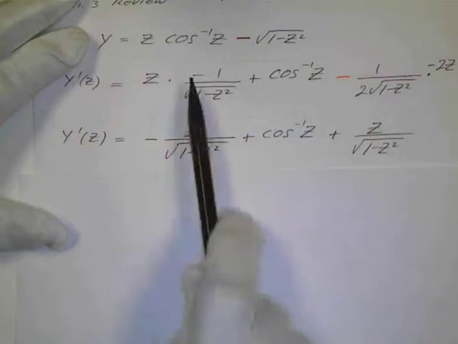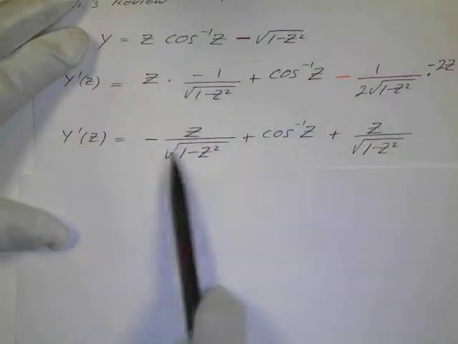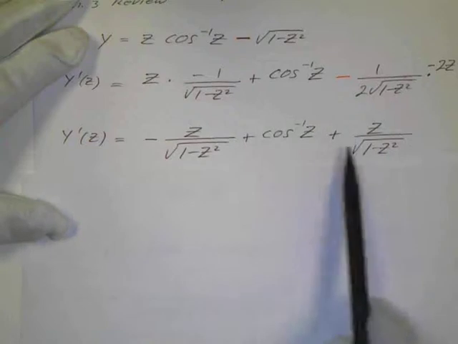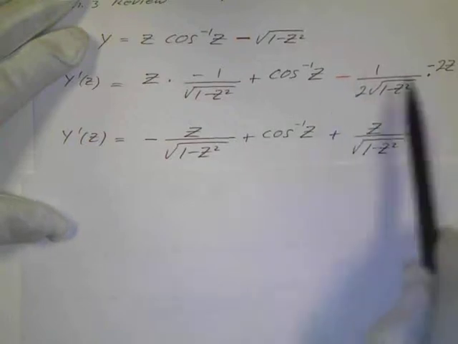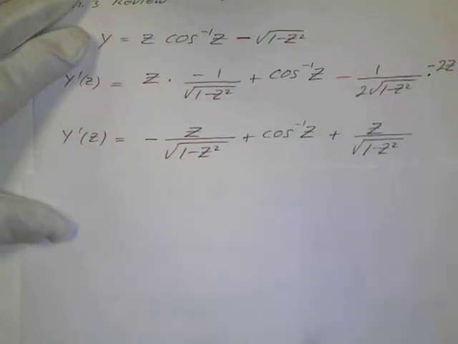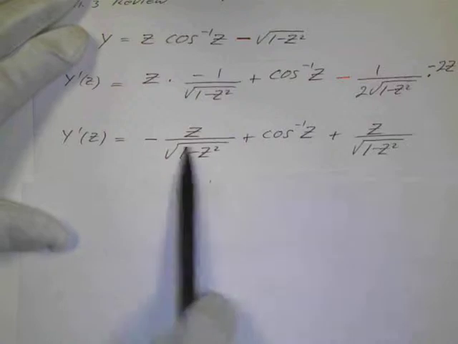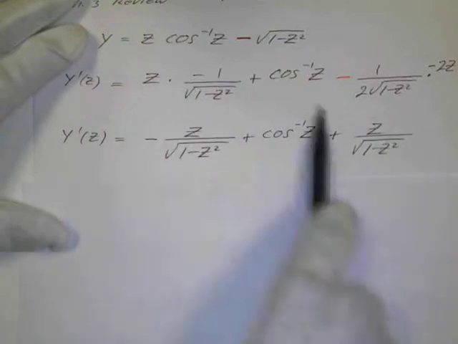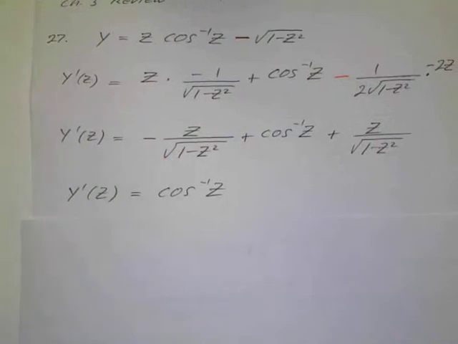And then what we can do is we could just put negative z all over the square root of 1 minus z squared plus the inverse cosine of z, and then a negative times a negative is a positive, the 2's cancel, so I got z over the square root of 1 minus z squared, and then these are identical terms but with opposite signs, so they add up to be 0, and this is what's left. Just the inverse cosine of z.